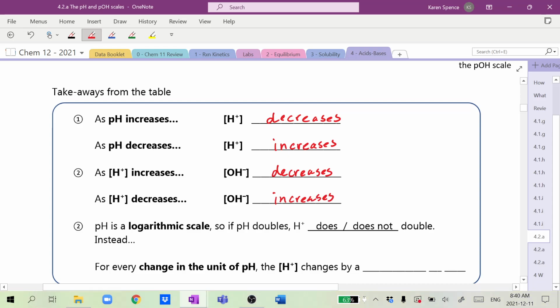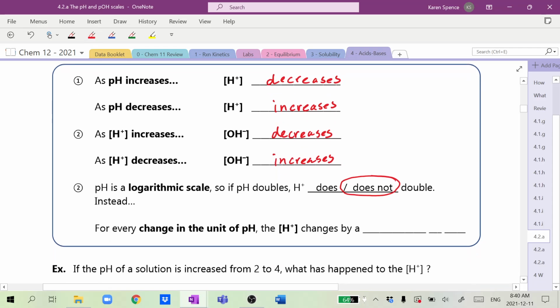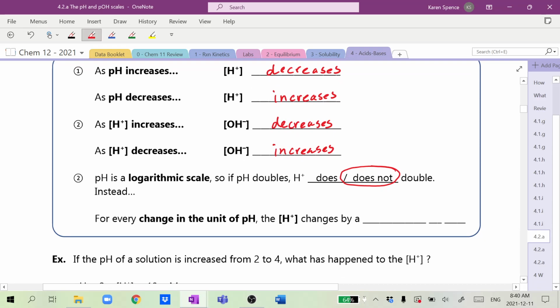Now think about this for a moment. pH is a logarithmic scale. If you don't know what that means, we will talk about the mathematics a little bit more in a later class. But from what you noticed on that table, if pH doubles, does the H plus ion concentration double or does it not double? Think about that for a minute. Look at your table if you need to. The hydrogen ion concentration does not double every time pH doubles. Instead, for every change in the unit of pH, the hydrogen ion concentration changes by a factor of 10.